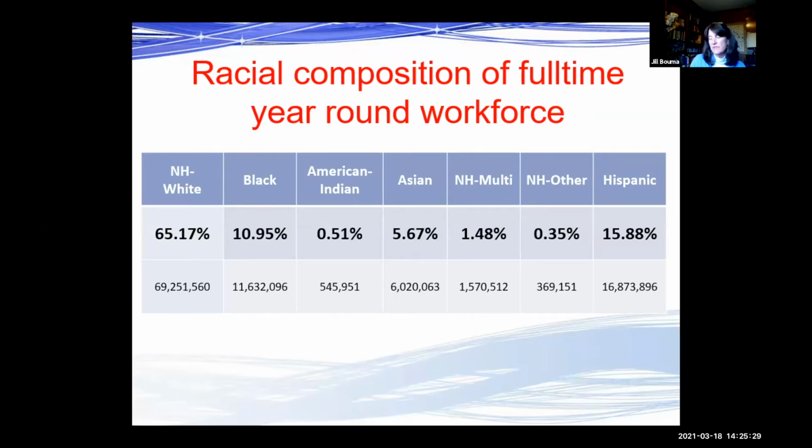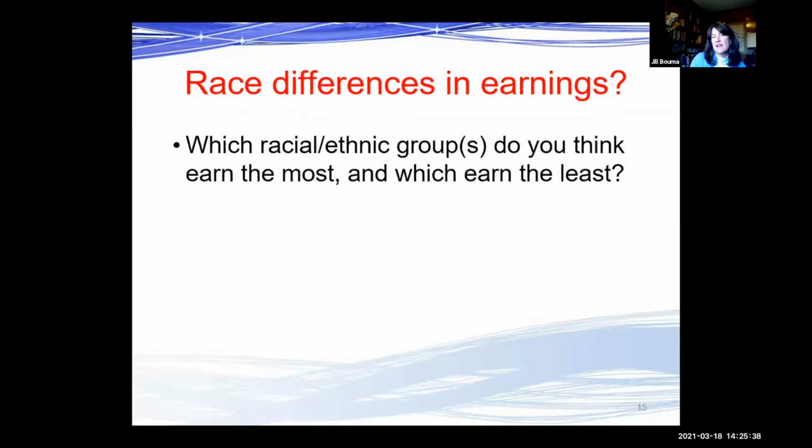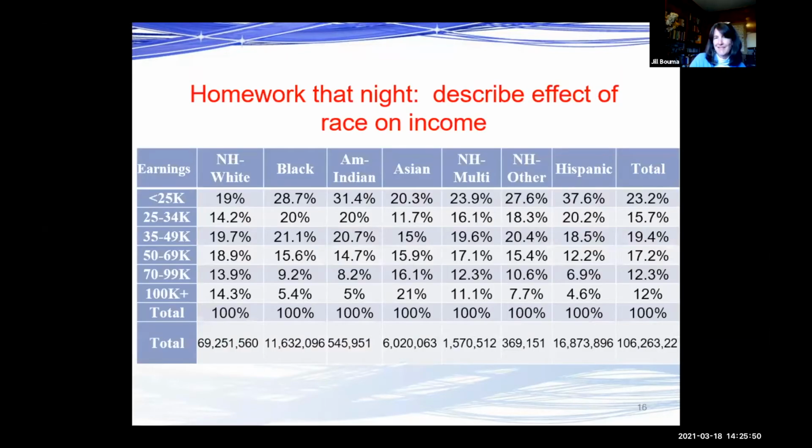This very closely reflects the overall population in these years, and the students who remember that from earlier guess quite close. Okay, so now I'll ask them, well, which racial or ethnic group do you think earns the most and which earns the least? And we'll bounce around the classroom as people guess. I always want them to guess, trying to figure that out. And then I show the data.